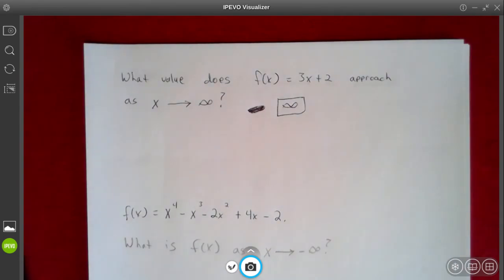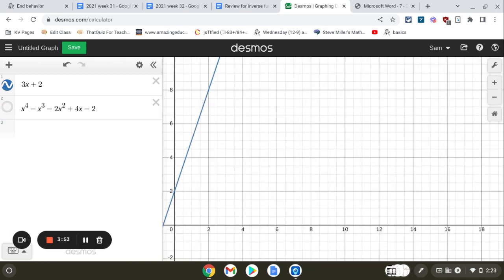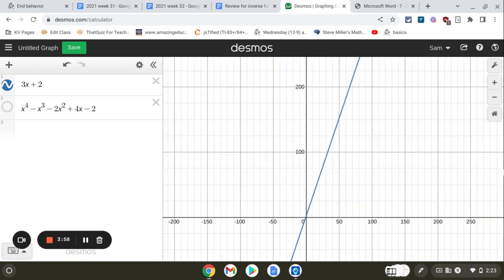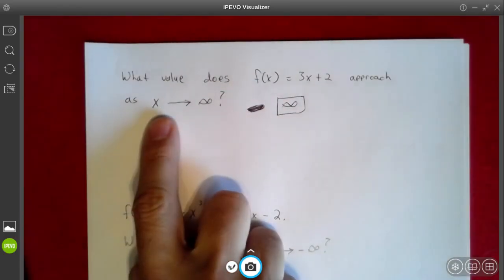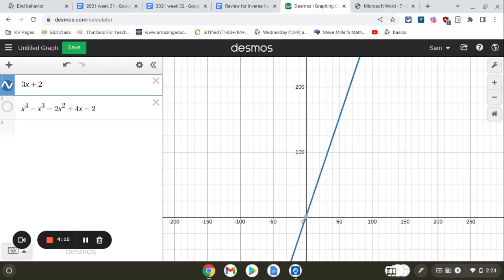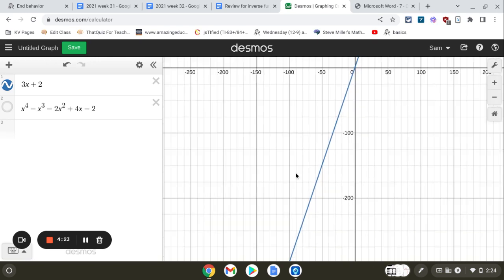Okay. If we looked at the graph of 3x plus 2, this is what it looks like. And the idea is, as you go to the right forever, as you go further and further right on this graph, let me zoom out, the y values are getting bigger and bigger. They're headed towards positive infinity. Now, if the question was the other way around, if it had said, what happens as x gets closer and closer to negative infinity, we would have been looking to the left side of the graph. And of course, in that case, the y values are going to negative infinity as well.